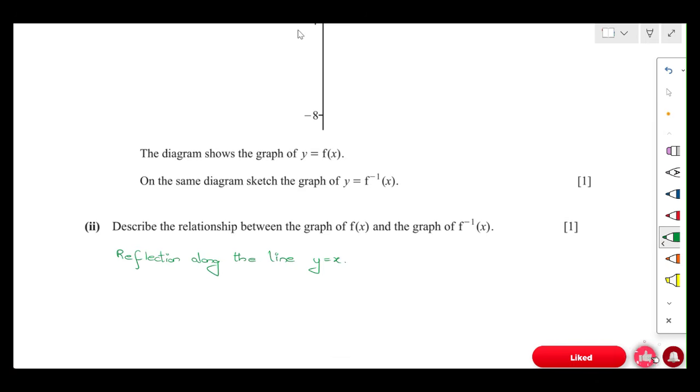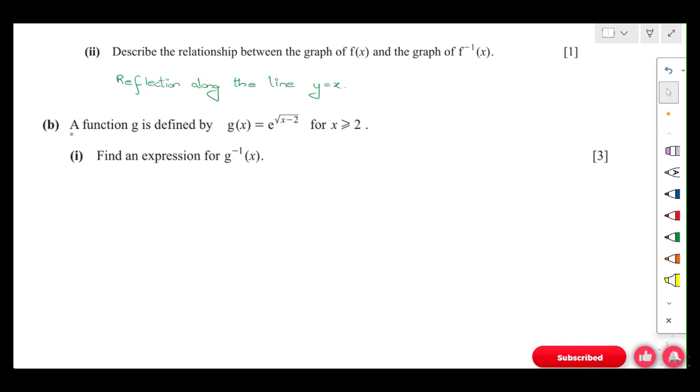Now for part B, a function g is defined by g of x is e to the power root of x minus 2, for x greater than or equal to 2. Number 1, find an expression for g inverse of x. To get the expression of g inverse of x, first step is to put y equals g of x. So y equals e to the power root x minus 2, right?